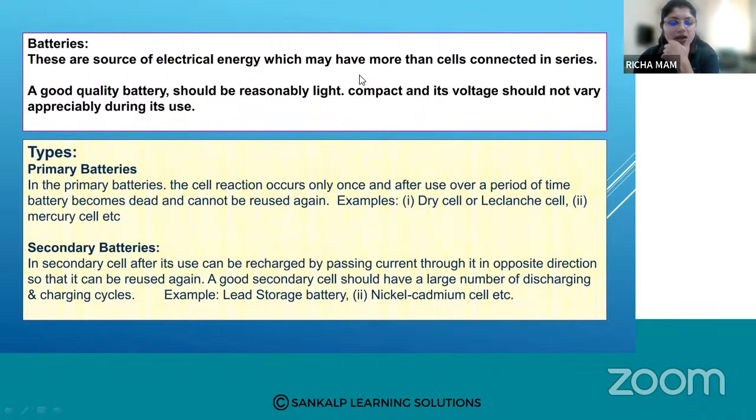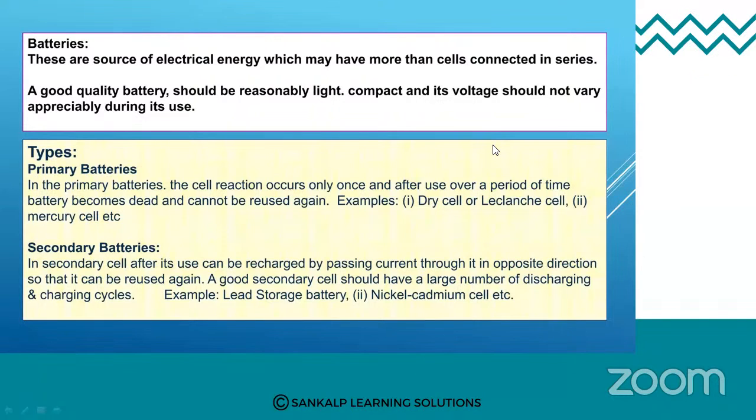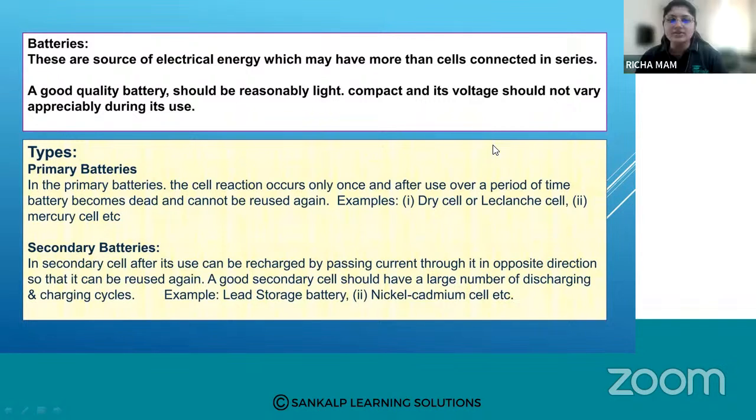So this battery or cell converts chemical energy into electrical energy. And what type of reaction takes place? It undergoes a redox reaction. Now what do you mean by a redox reaction? Redox reactions are those reactions in which oxidation and reduction take place simultaneously, right?